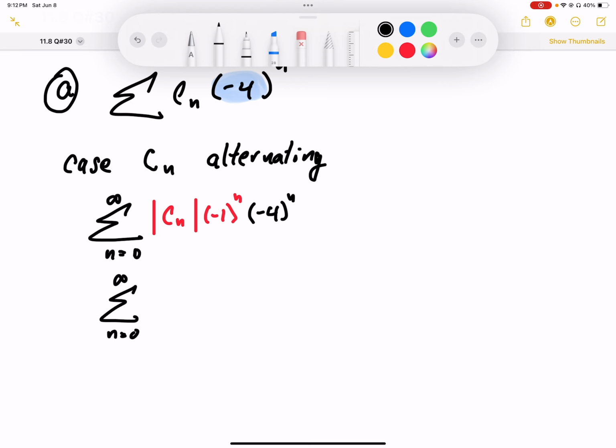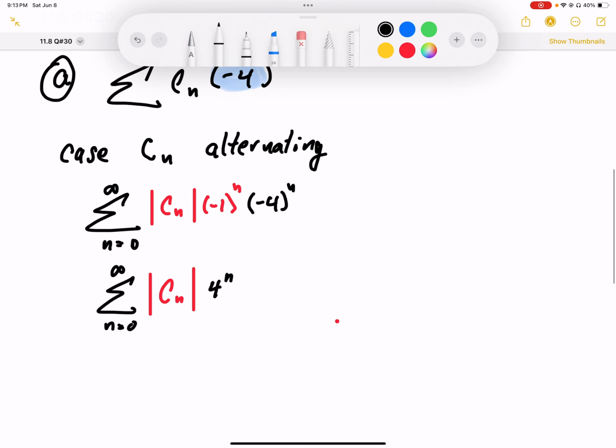So what this means then is we have this series from n equals 0 to infinity, and we know that this series is convergent. I'm going to take this out. We'll put those together, and together they're going to make negative 1 times negative 1. They're going to cancel out, so we end up with 4 to the power n. And if Cn was alternating, we know that this is convergent.